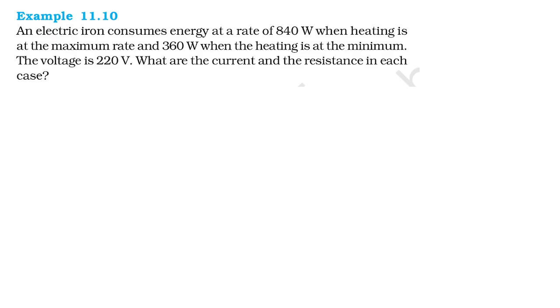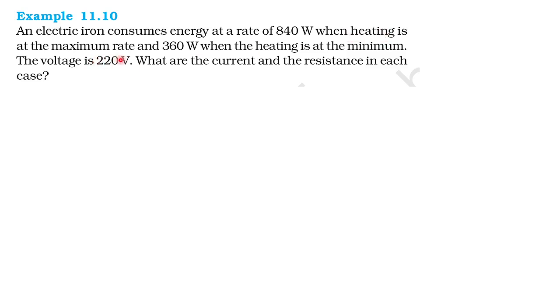Okay, so an electric iron. Electric iron means what is that? It is the iron box. Have you heard about iron box? An electric iron consumes energy at the rate of 840 watts. In 1 second, understood, what does this watt mean? Power. In 1 second, 840 joules of heat energy is produced by the iron box. Understood? In just 1 second, 840 joules of energy is emitted by the electric iron.